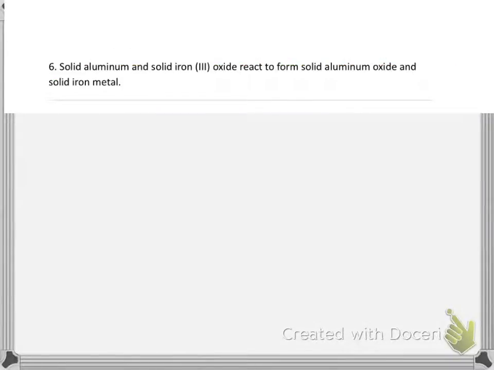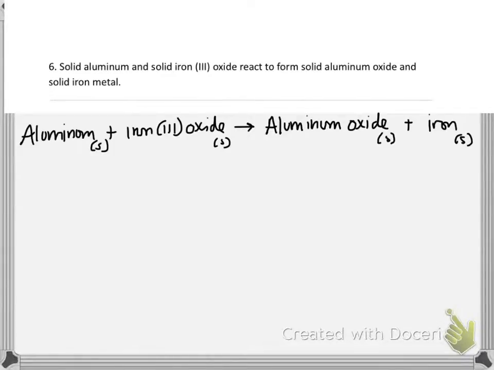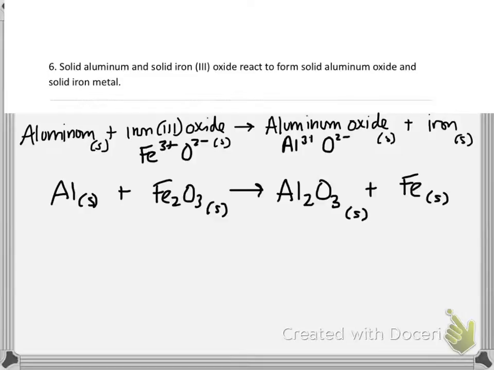Okay, so we're told that solid aluminum and solid iron 3 oxide react to form solid aluminum oxide and solid iron metal. This is actually called a thermite reaction. Let's do the word equation first. Okay, for our word equation we have aluminum solid plus iron 3 oxide solid yield aluminum oxide solid plus iron solid. So now to write the formula equation, we replace each word with the formula.